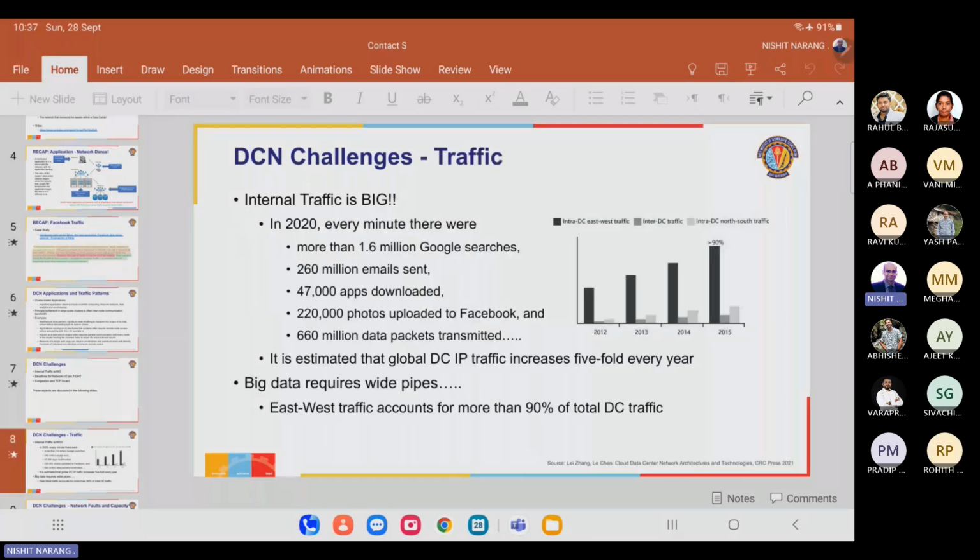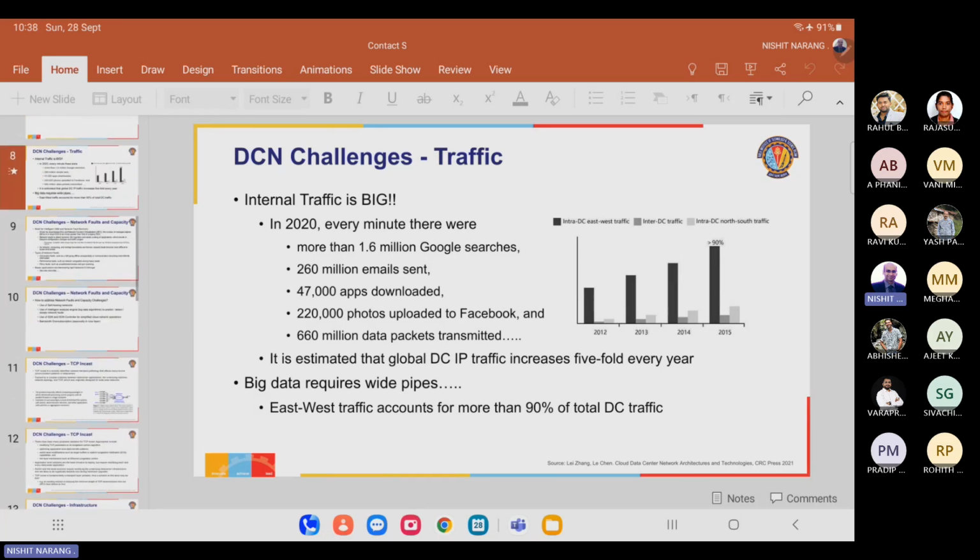and the specific peculiar problem of TCP incast. So in this slide, we had looked at why we claimed that the internal traffic is very, very huge by looking at some sample numbers that existed in 2020, with an estimate that every year the traffic grows 5 times. And this was a key fact that we noted: the east-west traffic accounts for more than 90% of the total traffic. So it's server-server traffic which is predominant in a data center network.